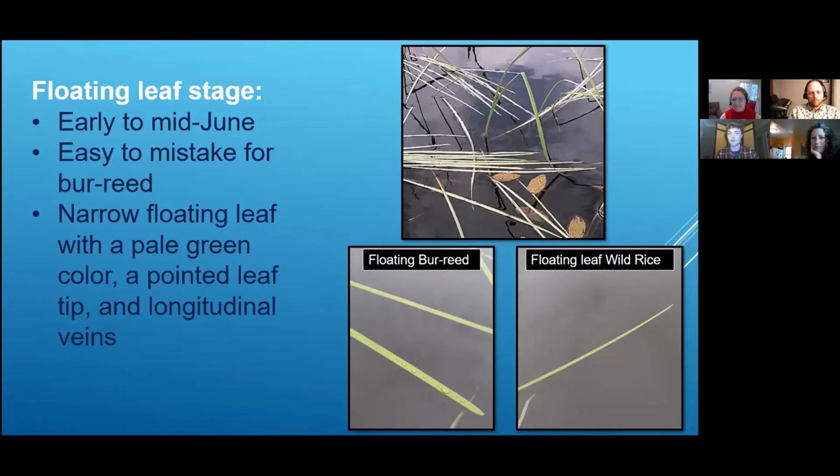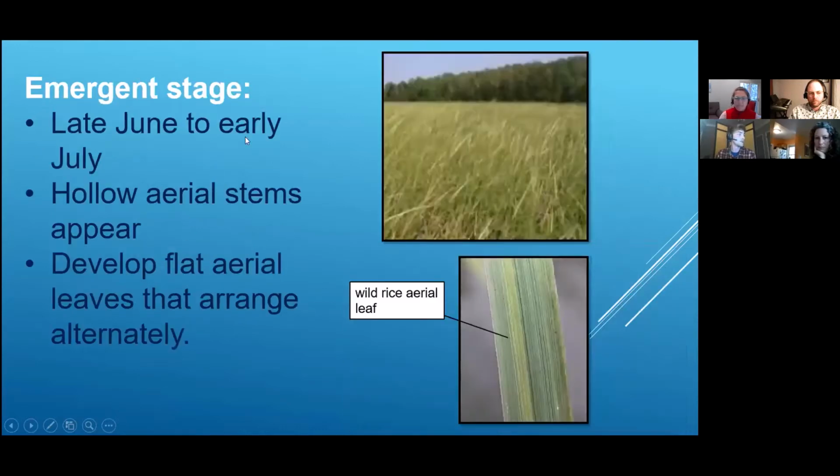but the difference between these two is that floating leaf wild rice comes to a kind of pointier tip. Like if you look over here, sorry, I'm on a different screen. If you look over here, it comes to a pointed tip, and then over here it's a little bit more round. There's also a difference in how the leaves look on the underside, I think. In the floating burrweed, it looks a little bit more like a checkerboard pattern, I'd say. And I think there's also some differences in color. Floating leaf wild rice is a paler green, and the floating burrweed is a darker green. So that's the floating leaf stage.